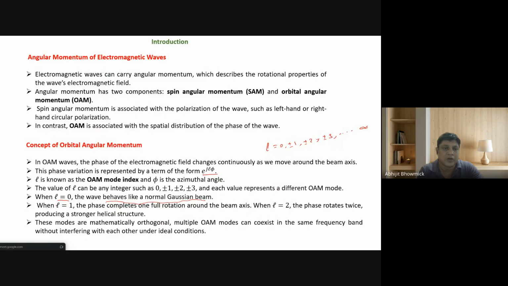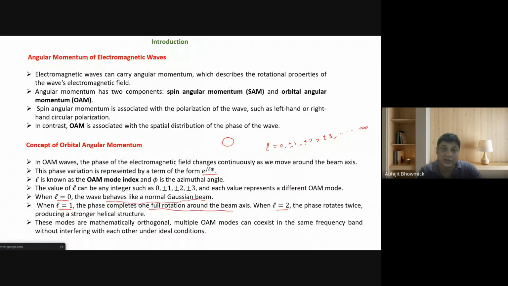When l is equal to 1, it will take a single rotation, a full rotation around the beam axis. These words may be a little confusing, but it will be clear when I discuss the beam. Just keep in mind that l equal to 1 is one full rotation around the beam axis, while l equal to 2 means two rotations.